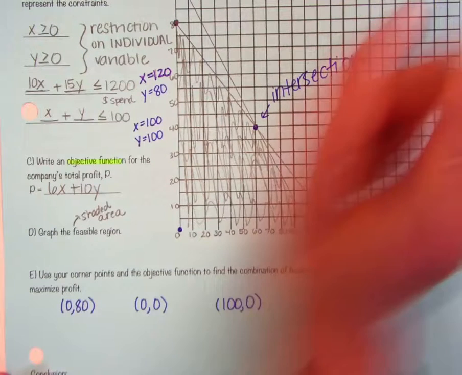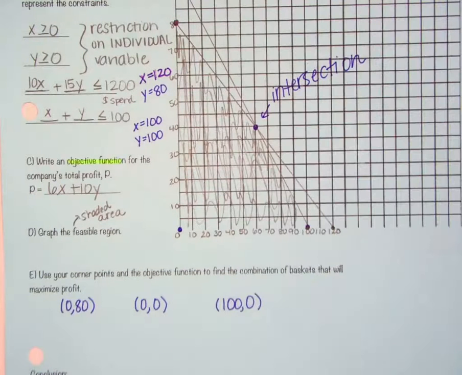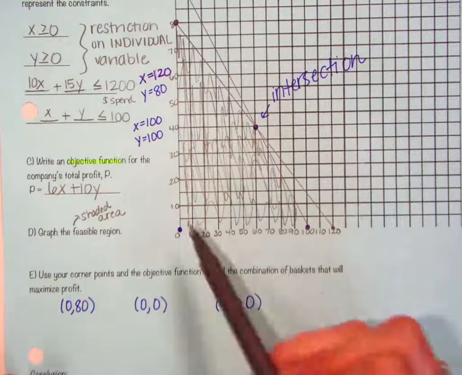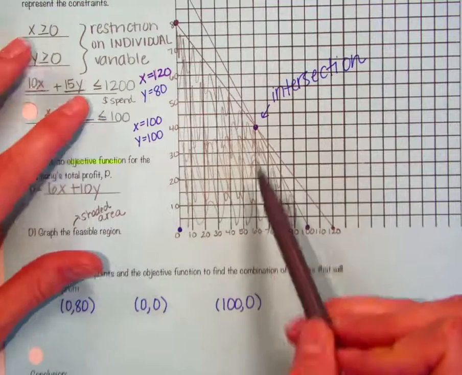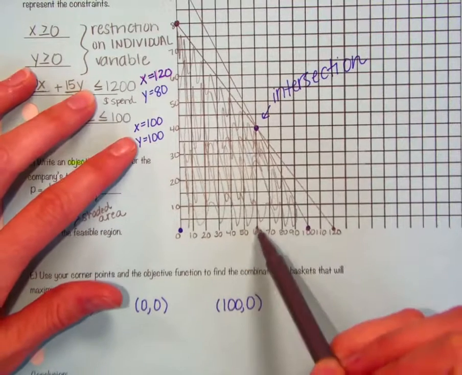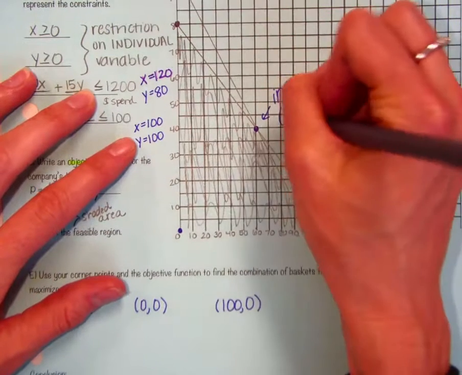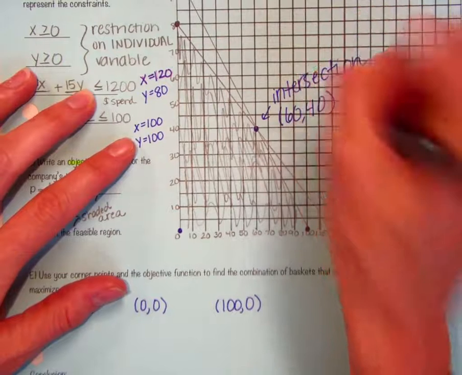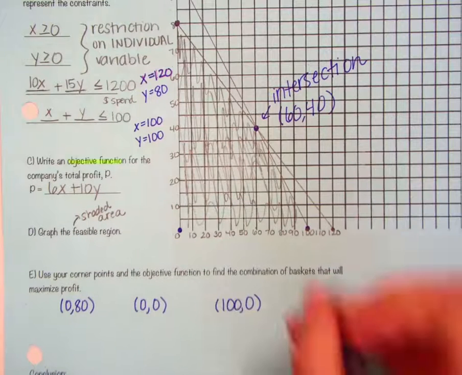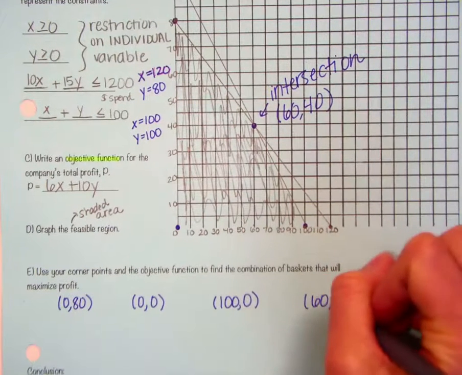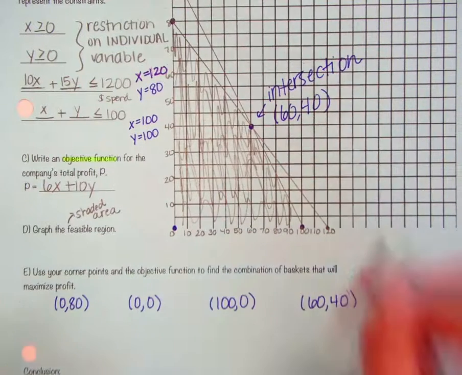So here is one example why choosing your intervals is extremely important, because in the best case scenario, these points will intersect right at a corner. So it looks like this point of intersection is 60, 40. But of course, human error is always a possibility. So you always want to check this point of intersection.